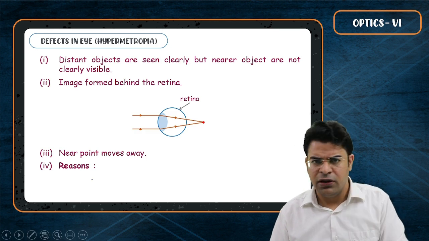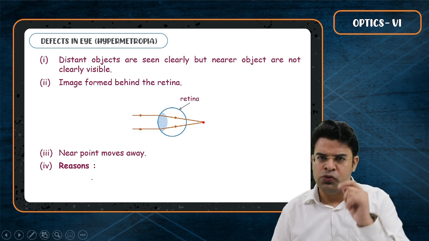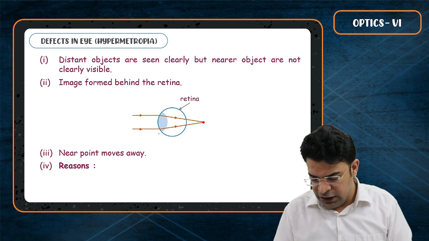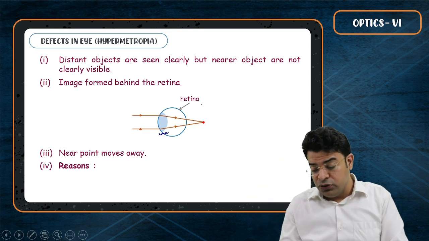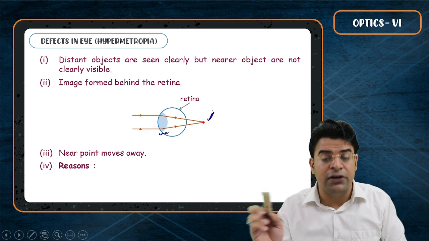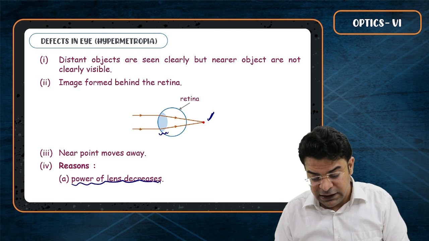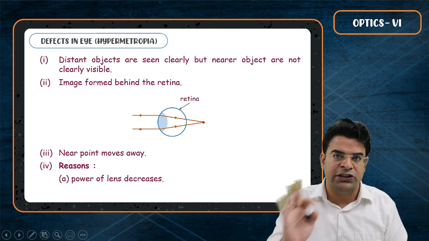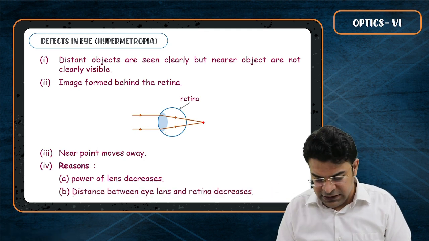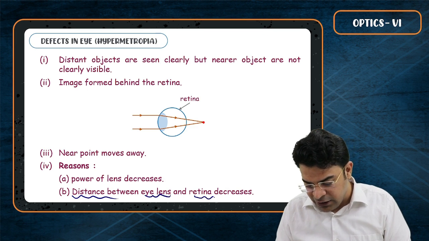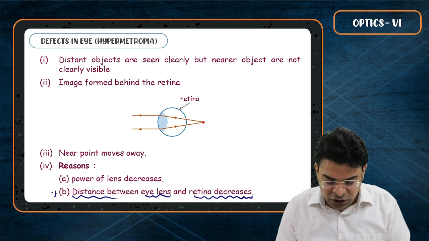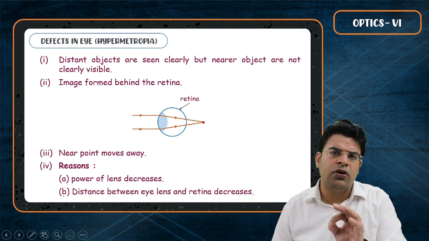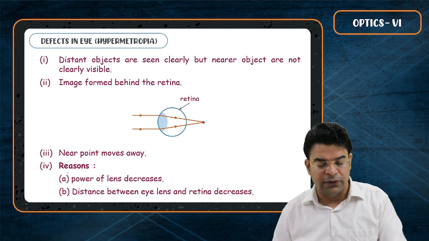Sir, easy. There can be one of the two cases. Case 1: either the power of the lens has decreased, so the focal length has increased, so the image is being formed at a greater distance. So first, power of the lens has decreased, and this is actually the reason. And the second one is that the distance between the eye lens and retina decreases. The eyeball has shrunk. Usually this is not at all the reason. In most of the cases, the first one is the reason.